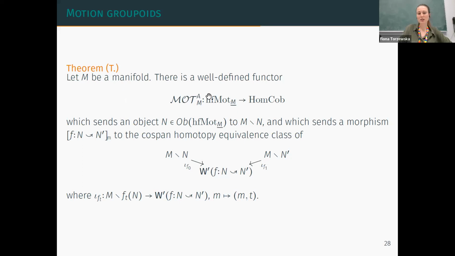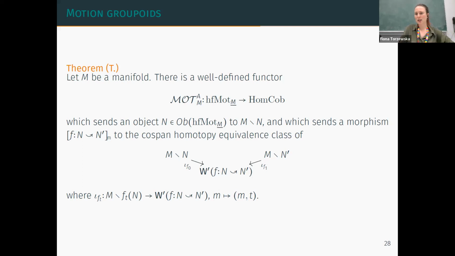So then we can construct a functor from these homotopy finite motion groupoids into HOMCOB. And what this functor does is it just takes an object in the motion groupoid. So remember, objects in the motion groupoid are just subsets of M. So it just takes a subset of M to the complement in M of that subset. And it sends a morphism to the homotopy equivalence class of the morphism, which goes from the complement of n to the complement of n prime. The space in the middle is just the complement of the world line, and then the mappings are just the inclusions.